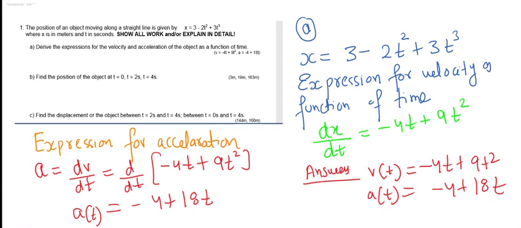So you have been given the position time expression for a body moving with the help of this equation: x is equal to 3 minus 2t square plus 3t cube. The first question is find the velocity as a function of time. So if you have x equal to an algebraic expression in time, velocity is nothing but dx by dt. So you take the derivative of this and you get velocity.